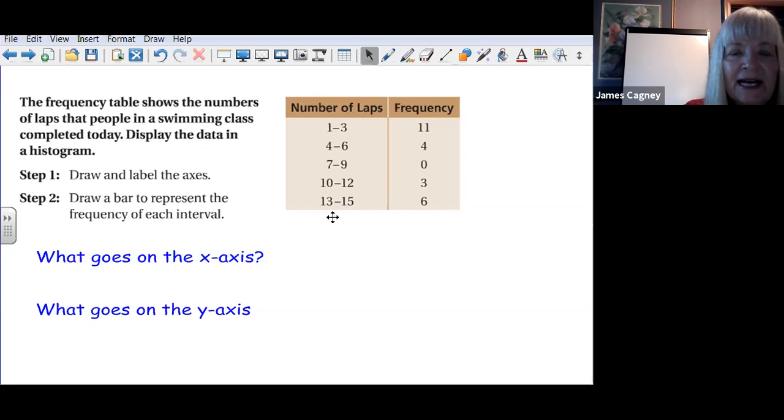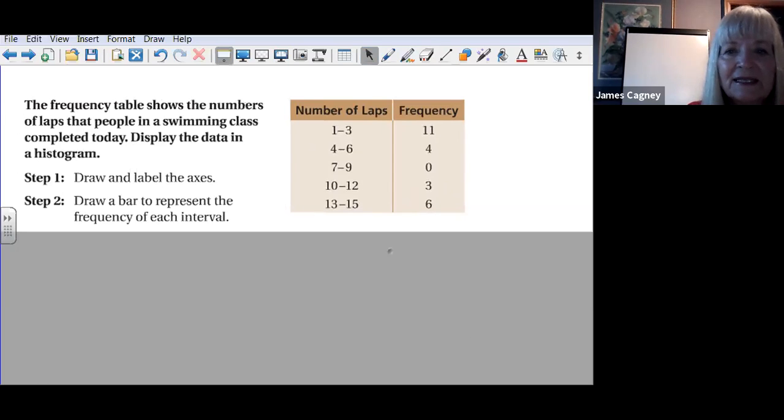So on the x-axis go your intervals, or the number of laps. So we're going to have 1 through 3, 4 to 6, 7 through 9. On the y-axis is going to be the frequency. We're going to go from 0, which is my smallest, and I want to go a little bit bigger than my biggest. Same thing as always when I'm making scales. So let's take a look at this.